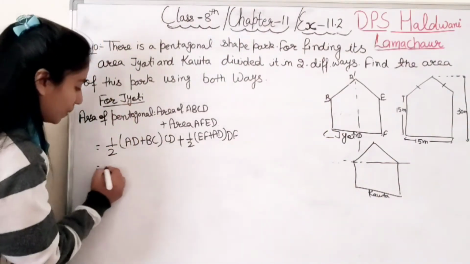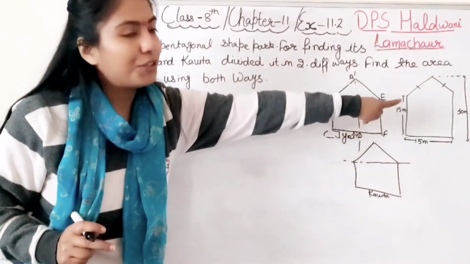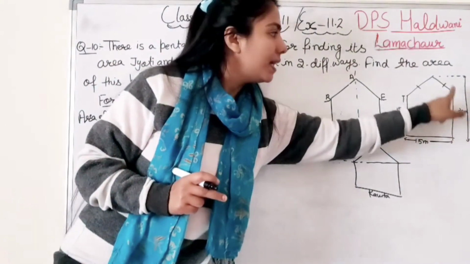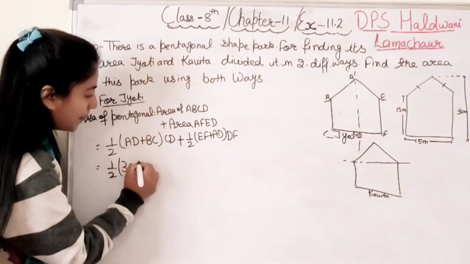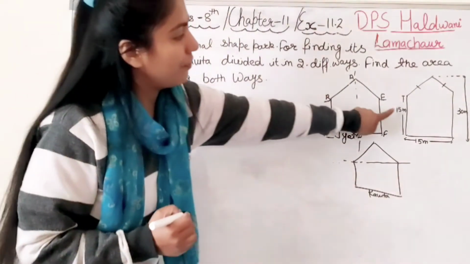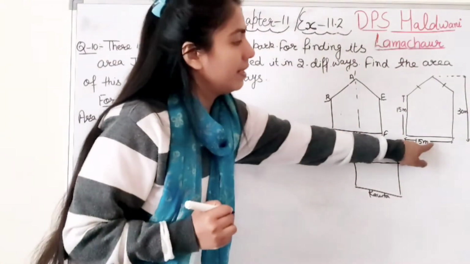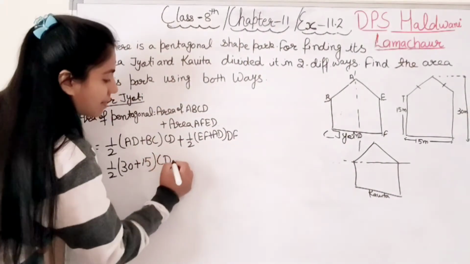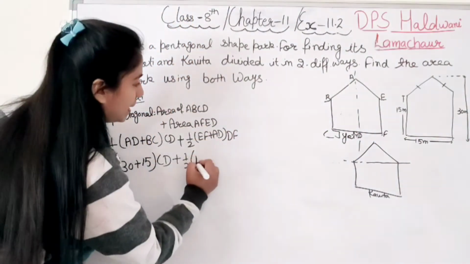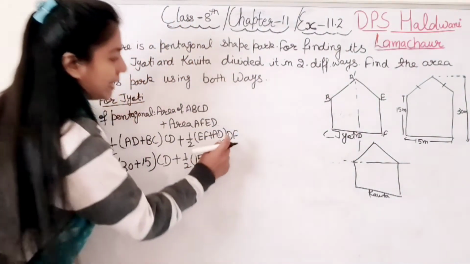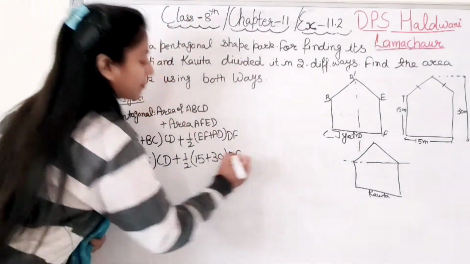So let's start the calculation. Half AD. This A to D is given to you as 30 meters, see in the original figure. This AD is 30 meter. 30 plus BC. This BC is given to you as 15 meter. 15 into CD. CD is not given to you, so write it down like this only, plus half EF. EF again 15 plus AD is 30 only, and DF. Where is DF? Again we don't know, so write down DF only.